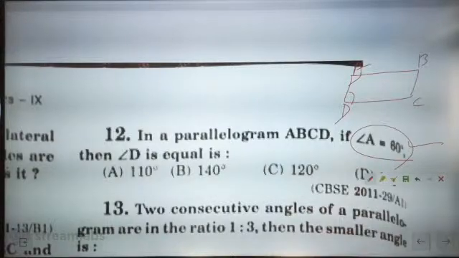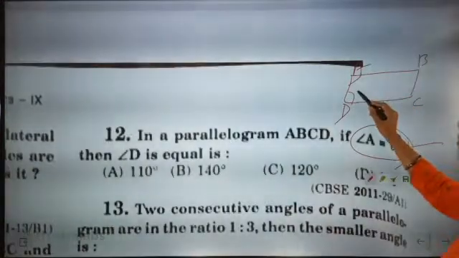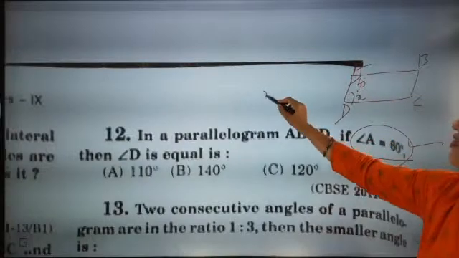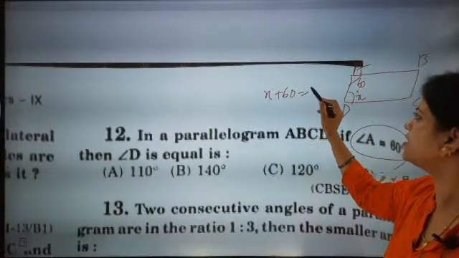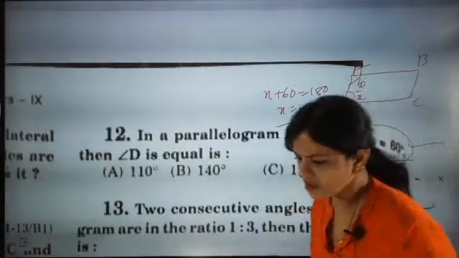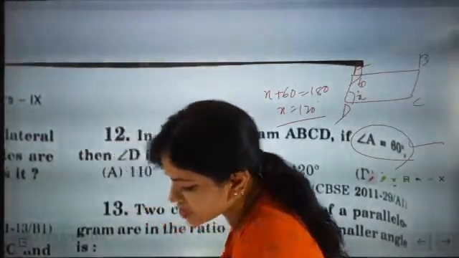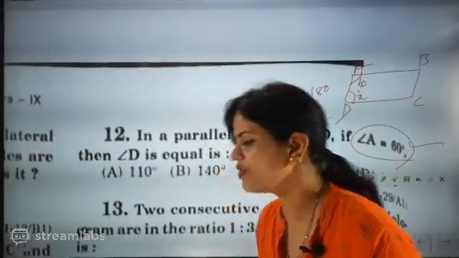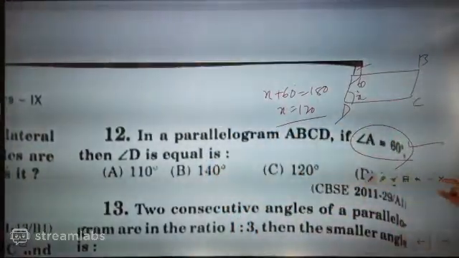60 degrees. Okay. So if angle A is 60 degrees, we know that x plus 60 will be equal to 180 degrees. So it is coming as 120 degrees. Yes, Keshav, I saw it on the mobile itself, it is coming as 120 degrees.